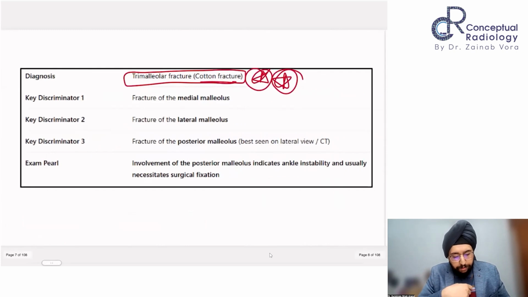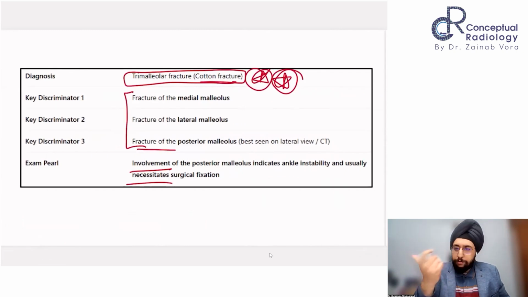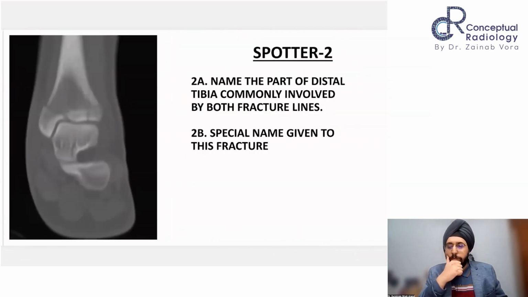So this is the discriminatory point, and this is an example. Wherever the posterior malleolus is involved, it indicates ankle instability and usually necessitates surgical fixation. So we'll focus on the spotters. We'll deal with the doubts later.